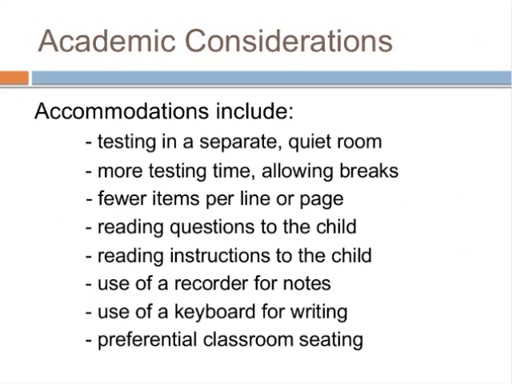Academic considerations. I'm sure many of you know most of these. Testing in a separate quiet room, more testing time, allowing for breaks, fewer items per line or page. What that means is that if you're asking the rest of the class 50 questions, possibly cutting theirs down. That could maybe be overwhelming and putting them over the edge. Maybe cut it down to 30 questions or 25 questions. And if your student with autism answers all 25 correctly, then obviously they know their material.